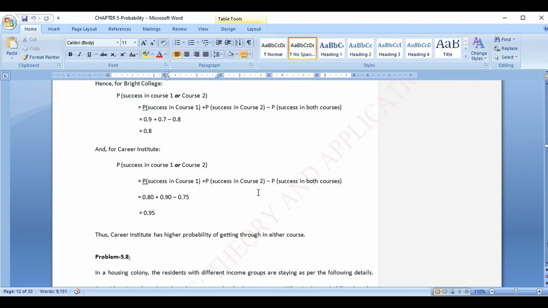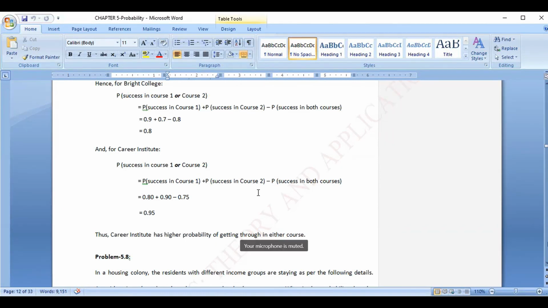In this way, you can find many practical questions like this. You have to simply see the individual probabilities and the common probabilities, if any. Sometimes common probabilities may not be there. If there are common probabilities, include them also. Ultimately, we have to decide where to take admission based on the success rate.